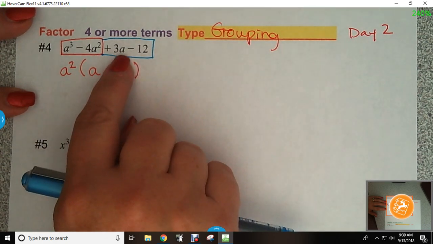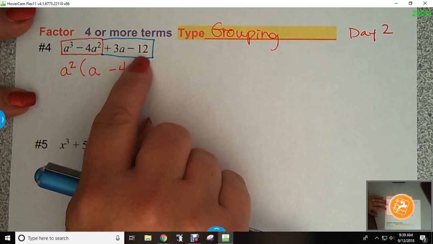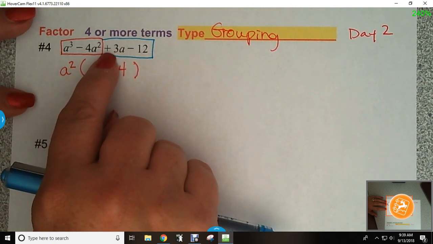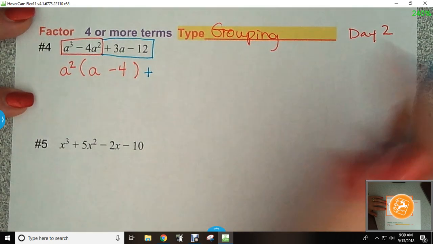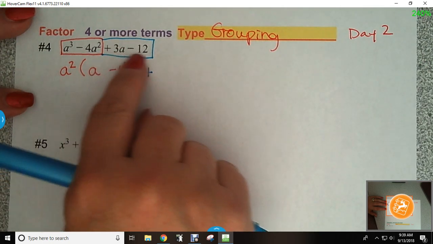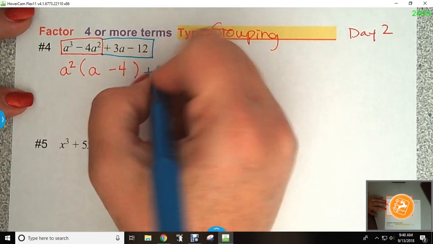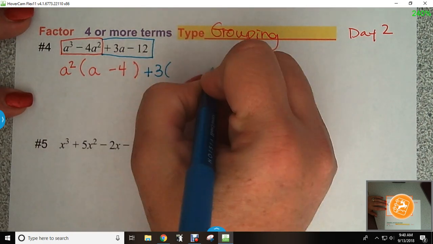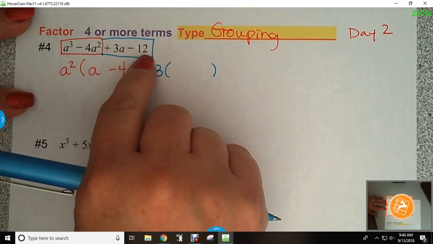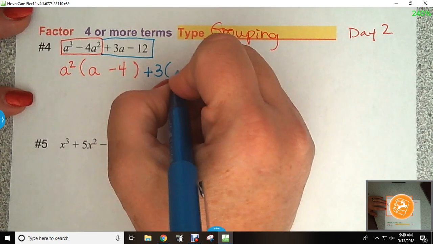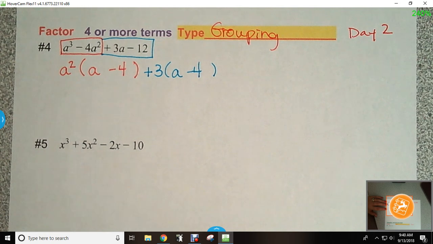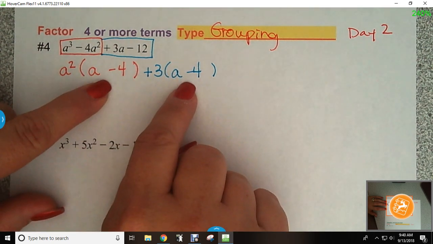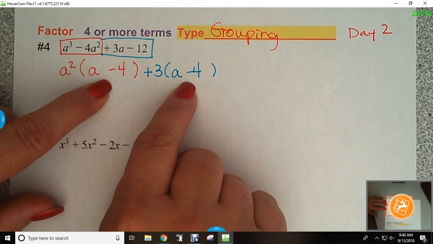Now let's take a look at the blue box. This term is positive, so I'm going to go ahead and put a plus here. Now, my GCF in the blue box is a 3. So if I divide both of the terms in my blue box by 3, I end up with a minus 4. When you factor by grouping, these 2 parentheses should end up being identical, and they are.